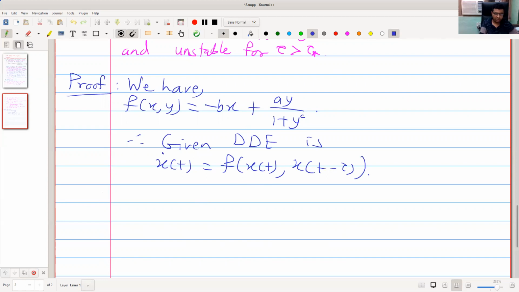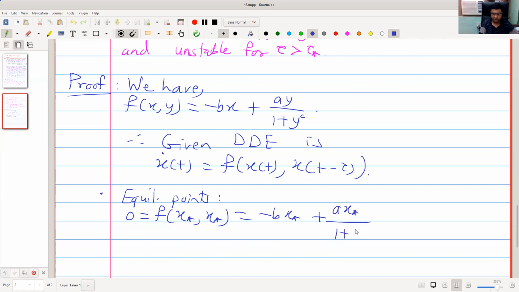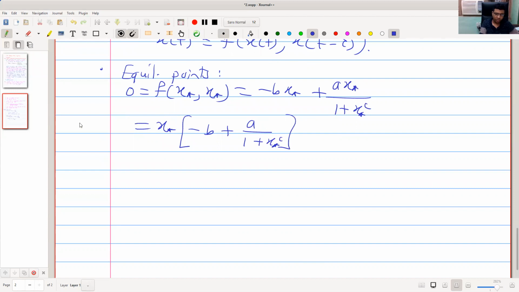Next thing, equilibrium points. We solve f of x star equal to 0, and it is nothing but minus b x star plus a x star divided by 1 plus x star raised to c. So here x star is common: minus b plus a divided by 1 plus x star raised to c. And so we have two equilibrium points. x1 star equal to 0, and this bracket is 0.